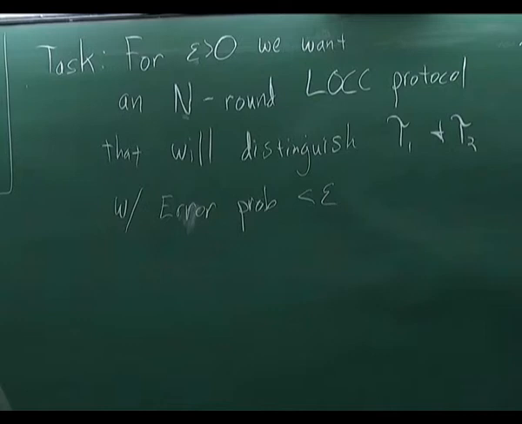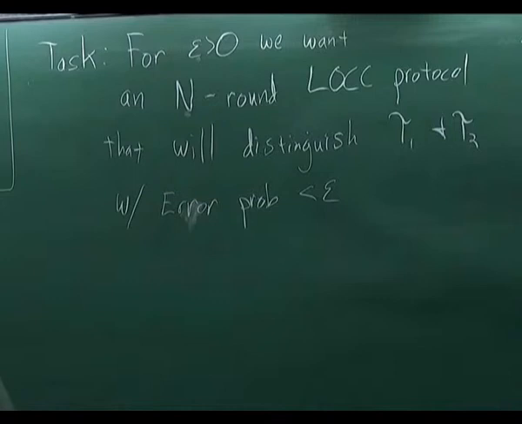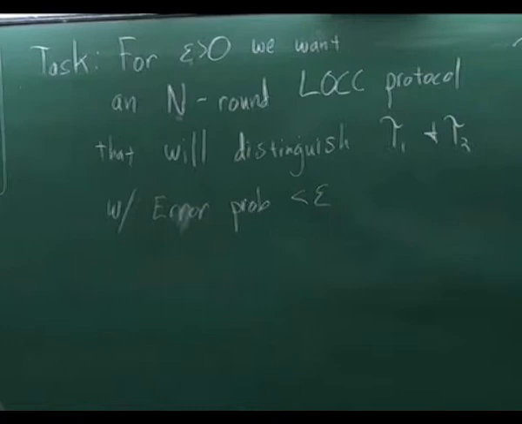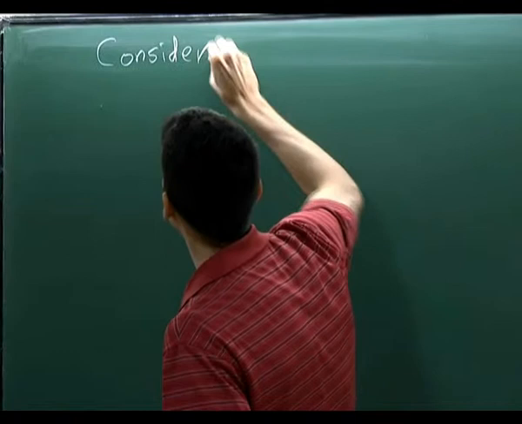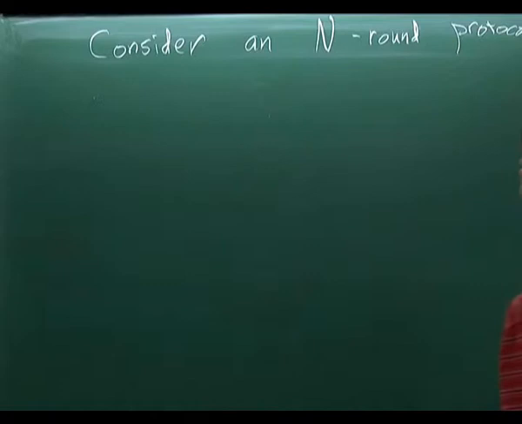So what I want to assume is that we're going to start off with the ensemble with P1 greater than P2. You'll see, this isn't completely necessary, but it's going to make our analysis a bit easier. And what I want to do now is consider an n-round protocol with error probability less than epsilon.